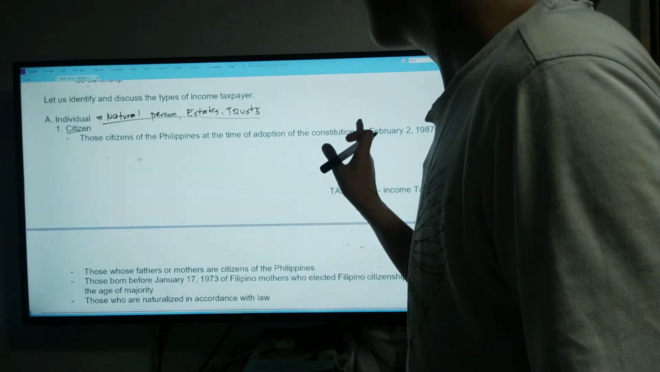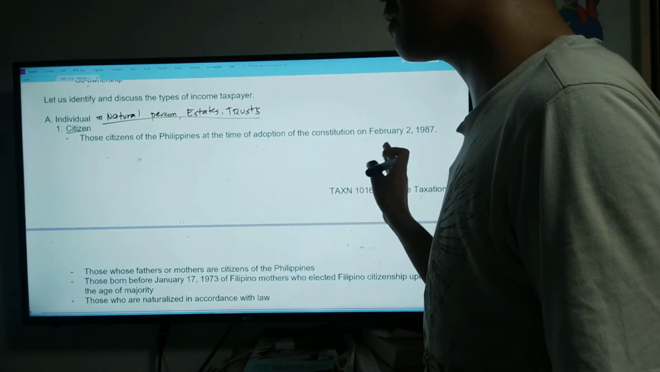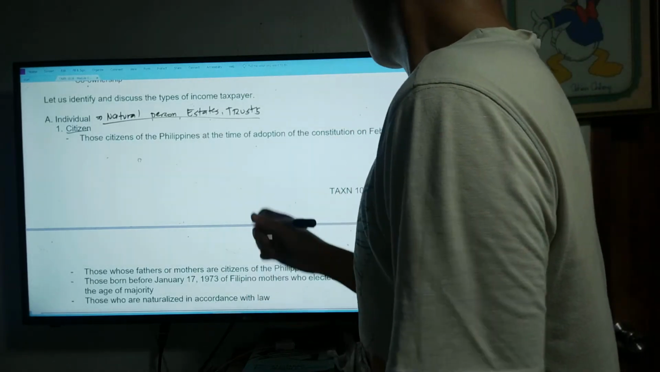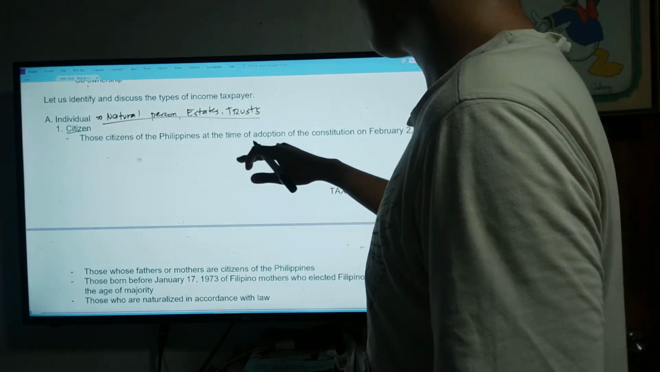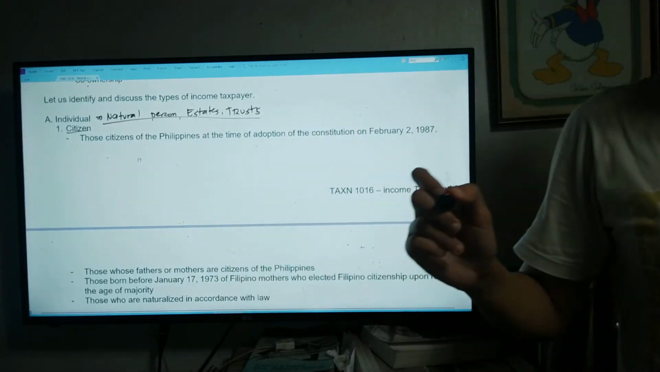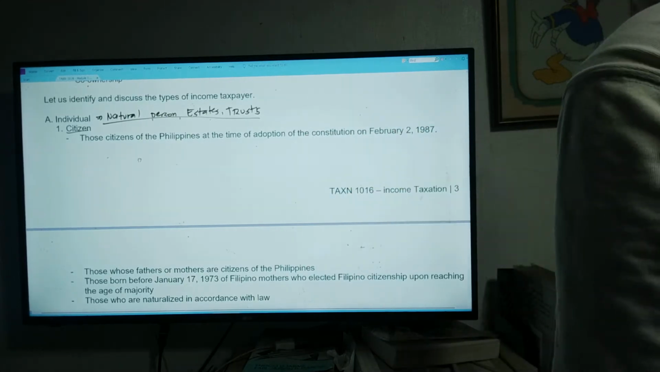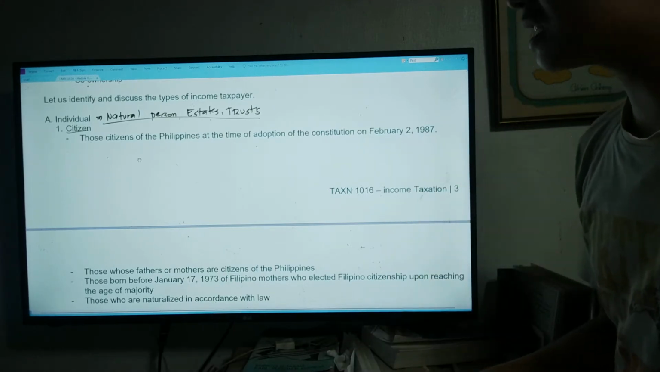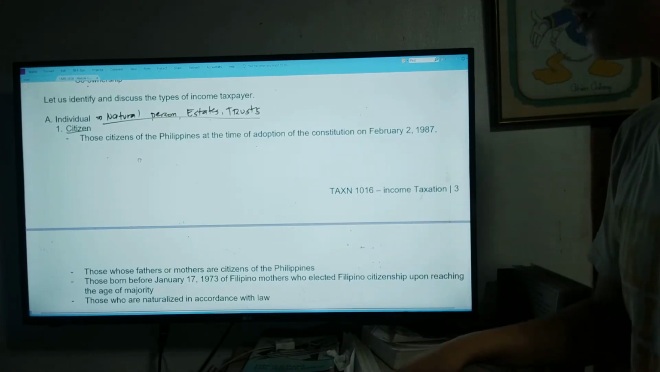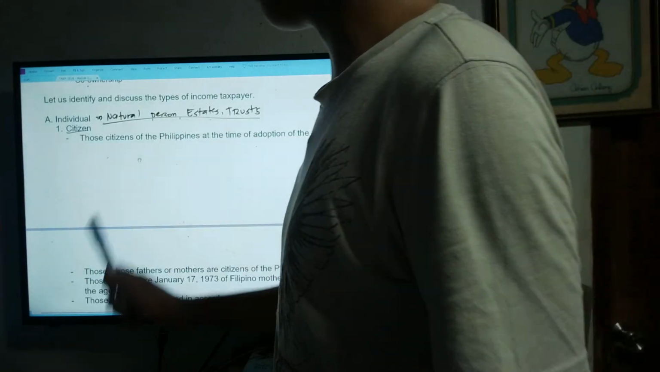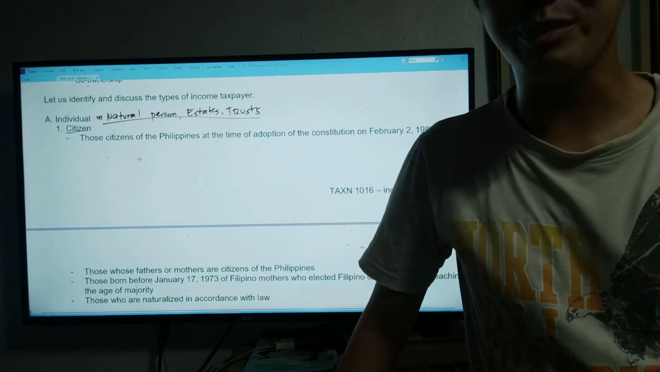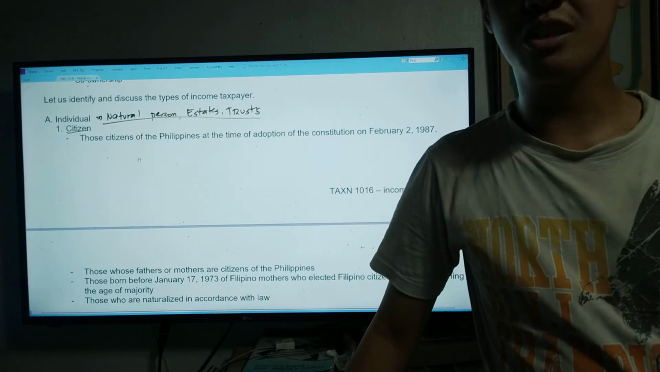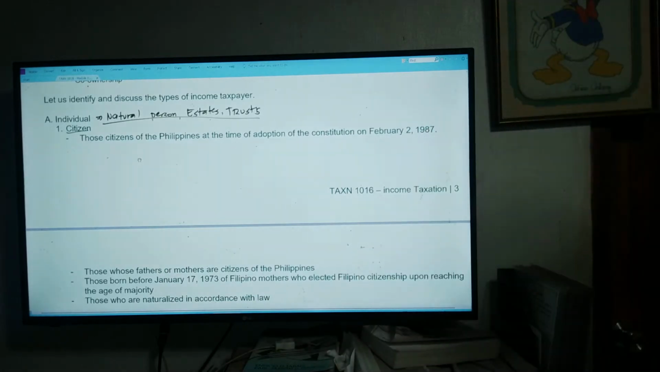Okay? And actually, guys, there are some requisites to understand whether we are a citizen or not. Okay? Number one, if we are citizens of the Philippines during the time na na-adopt ang Constitution natin. So, nung na-adopt ho ang Constitution, nung February 2, 1987, the moment na-adopt siya that time, if you are a citizen already of the Philippines during that particular period, then you are automatically considered a citizen of the Philippines. So, basically, kapag pinanganak ka dito, at Pinoy yung mga magulang mo, then Pinoy ka.